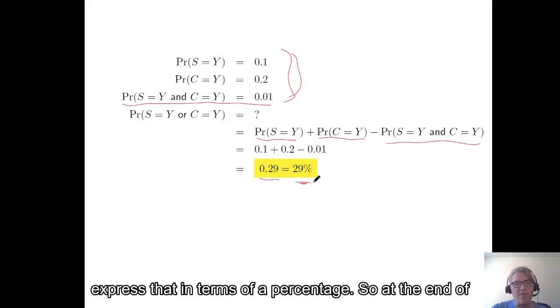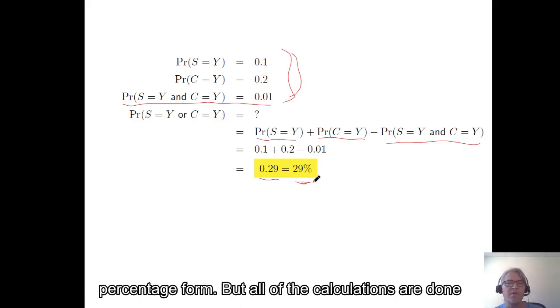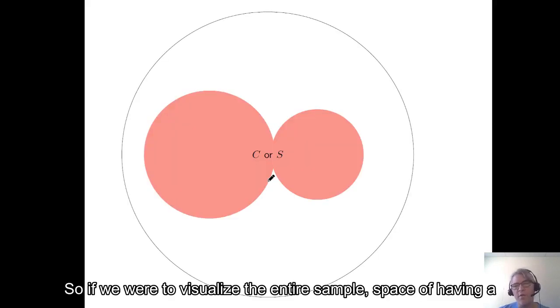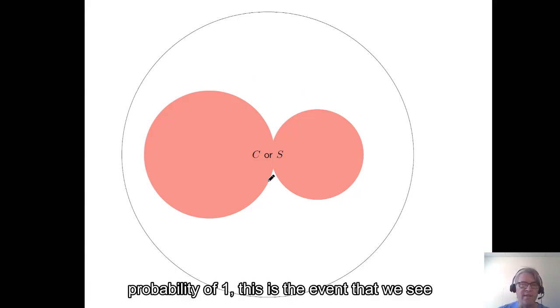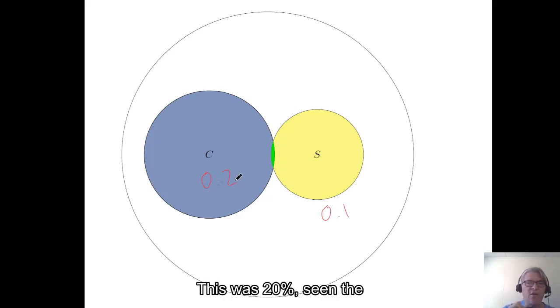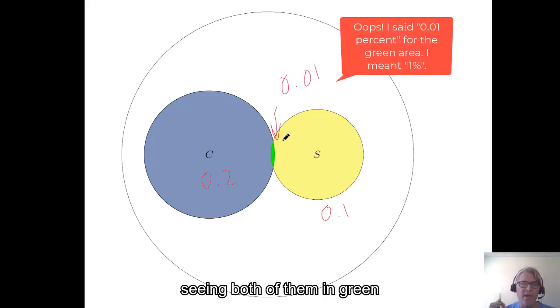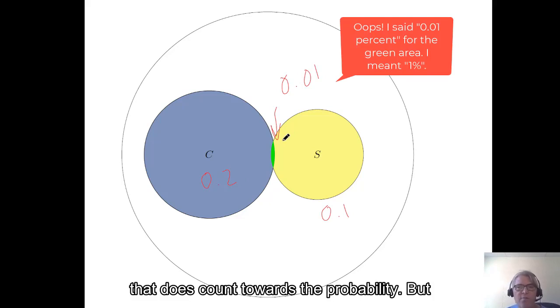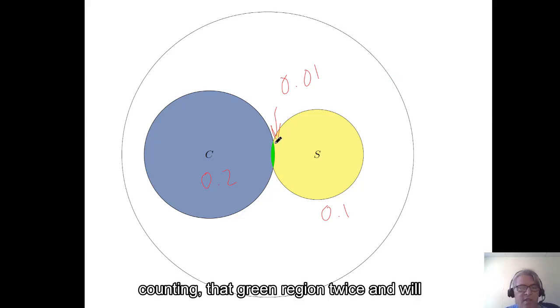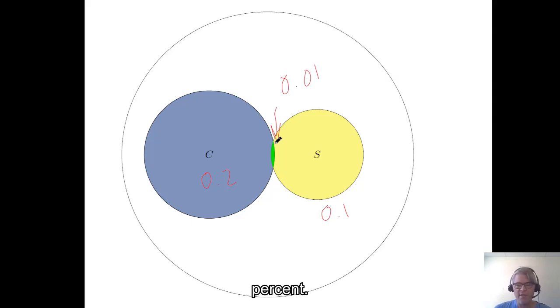Frequently, we like to express that in terms of a percentage, so at the end of the problem, you can put that back into percentage form, but all of the calculations are done on the number between 0 and 1. So if we were to visualize the entire sample space as having a probability of 1, this is the event that we see either one or the other. And just to emphasize this point again, this was 10%, this was 20% seeing the cooperi, and then there's this 1% of seeing both of them in green. That does count towards the probability, but we subtract it because we only want it to count once. If we just add the two, we're counting that green region twice and we'll be off by 1%.